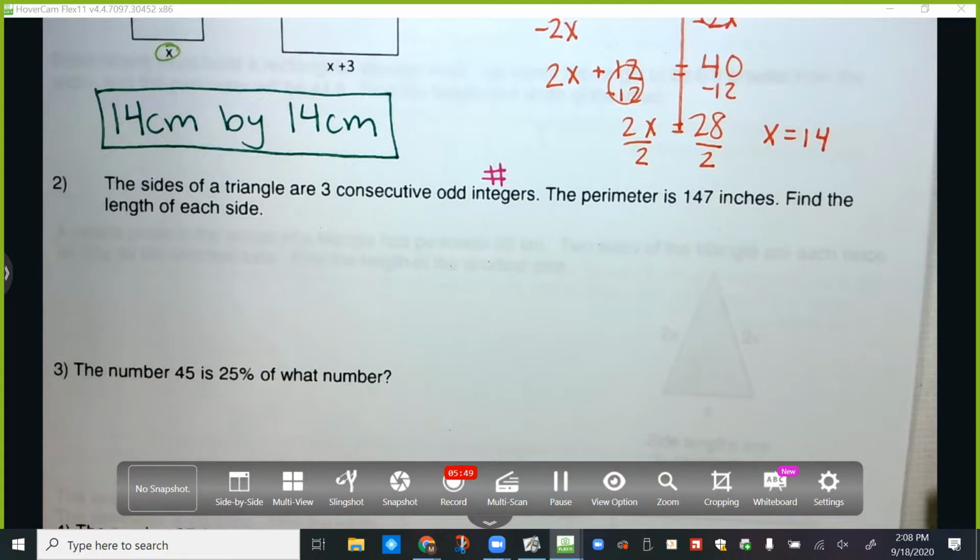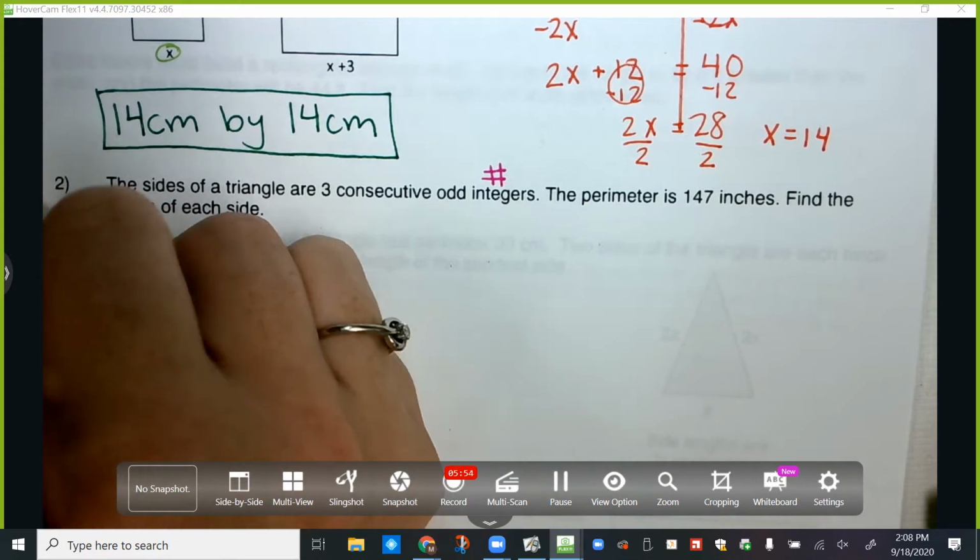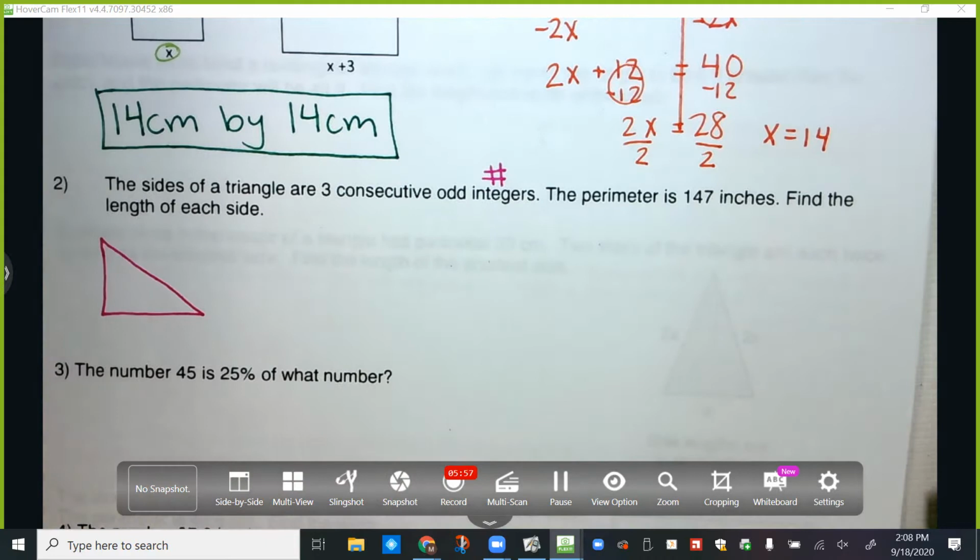Knowing that, we have a triangle. And it's telling us that the perimeter is 147 inches. So we know perimeter is 147. Find the length of each side. So 3 consecutive odd integers. Give me an odd number. 7. What's the next odd number? 9. How do you get from 7 to 9? Add 2. Yes, 2 is an even number. I feel like that throws people off because we're dealing with odd. But odd numbers are just like even numbers. They're every other number, which is plus 2, right?